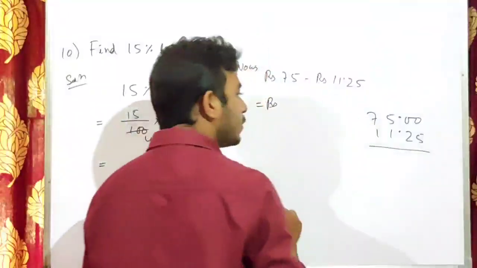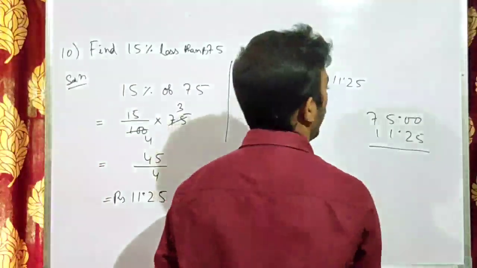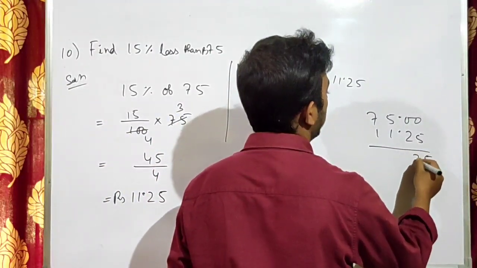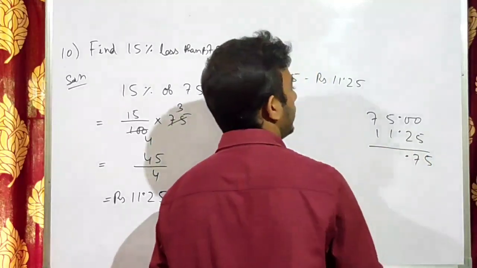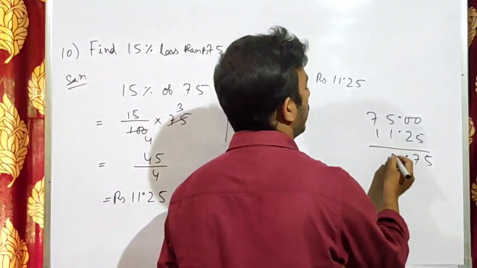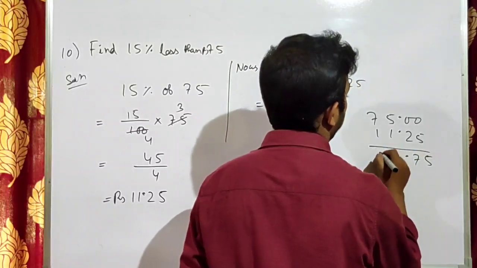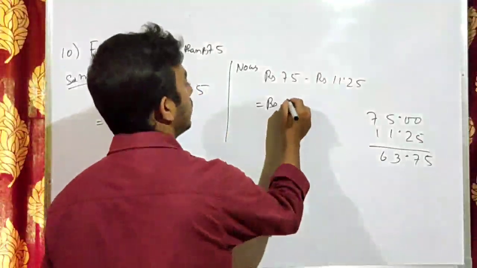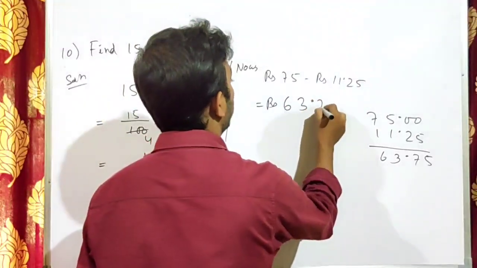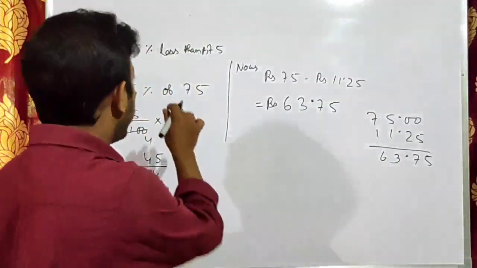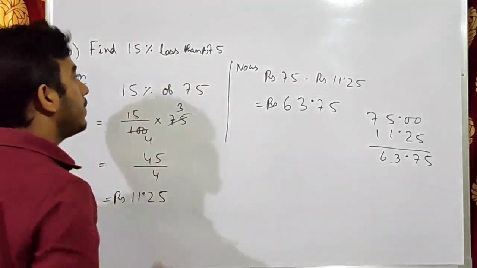0 minus 5 is not possible, so we'll take 1. 10 minus 5 is 5, 9 minus 2 is 7. Then here left 4, 4 minus 1 is 3, 7 minus 1 is 6. So it will be 63.75. Clear? I hope you have understood how to solve this type of question.